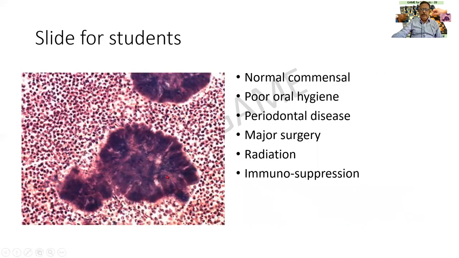And this will definitely be the slide for you students. There is a hematoxylinophilic or bluish entangled mass of filaments, and towards the periphery of it I am able to find a pink line. Still more in the periphery are the inflammatory cells, mainly neutrophils in this particular case. It is a normal commensal found in the oral cavity, but because of poor oral hygiene, periodontal disease, major surgeries, radiation, and immunosuppression, a patient can manifest actinomycosis.